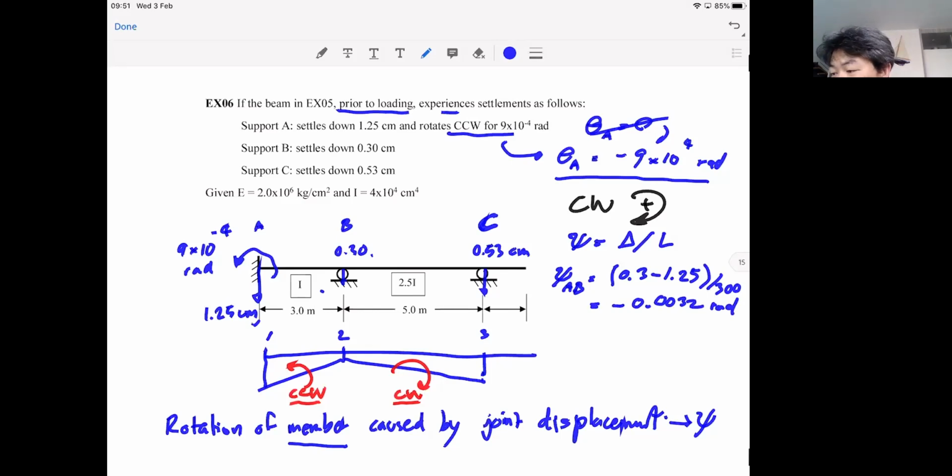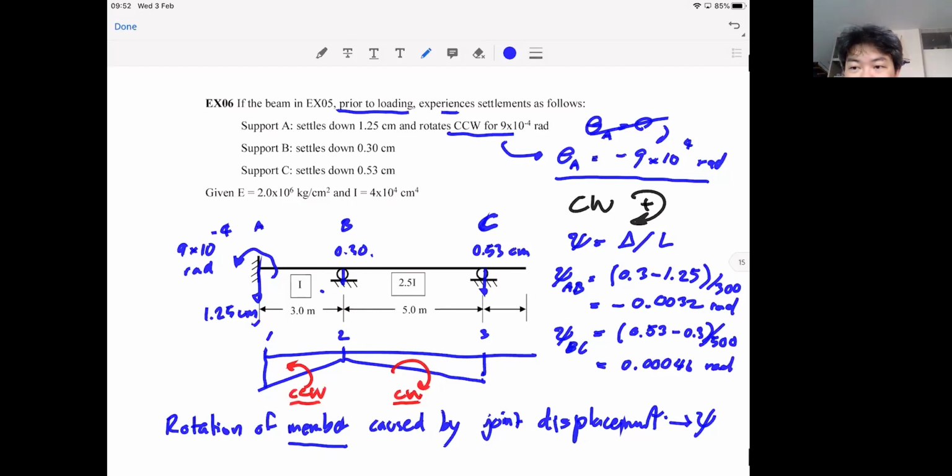Okay, and likewise we can do the same with psi BC. You can use y3 minus y2, just a simple calculation of the slope, or you can just look at your member and determine right away that it is positive because it is clockwise. So it is 0.53 minus 0.3 over the length of 500 centimeters. So this is 0.00046 radian. Okay, so we got pretty much everything we want.